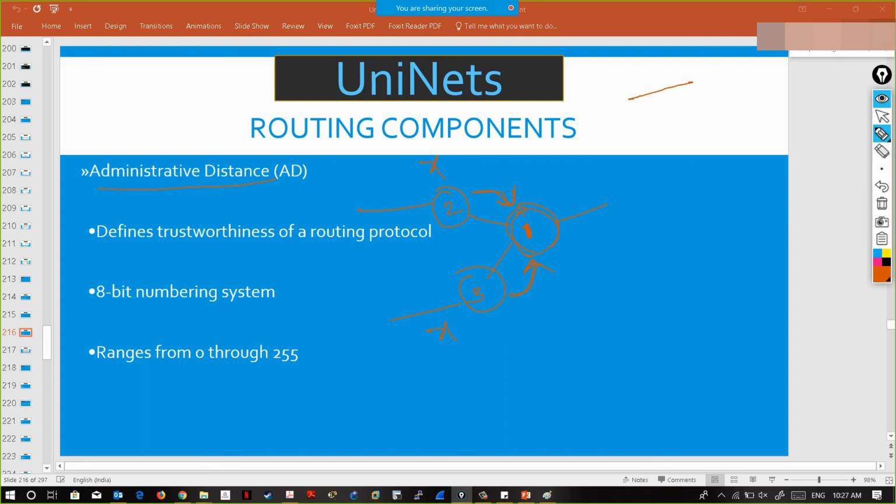Every routing protocol will have one AD value, and based on this AD value, my router believes in that routing protocol. The level of trustworthiness depends on this AD value. So this is AD, administrative distance.